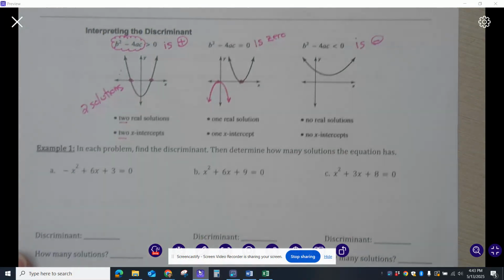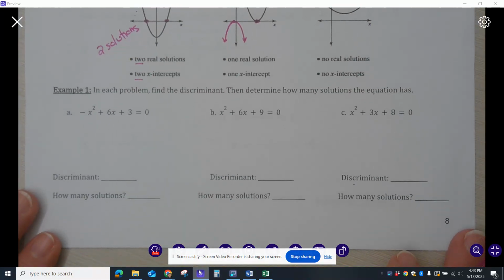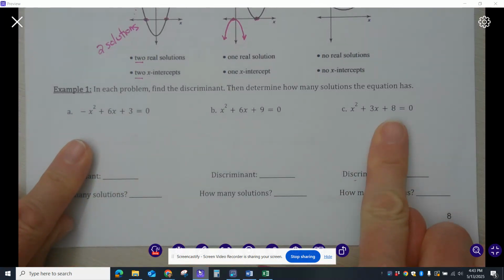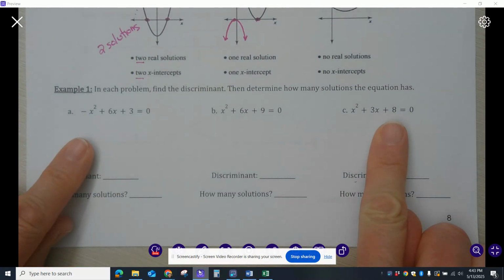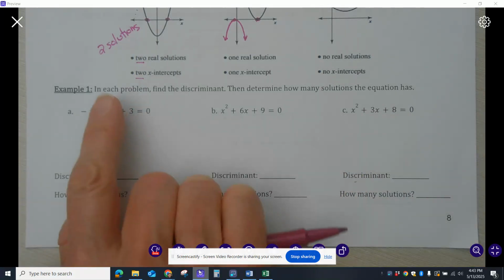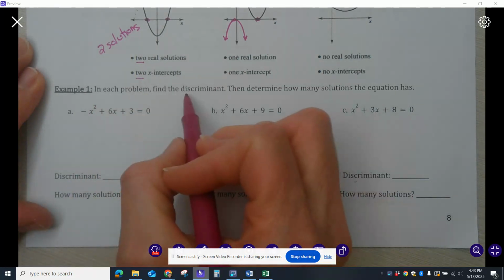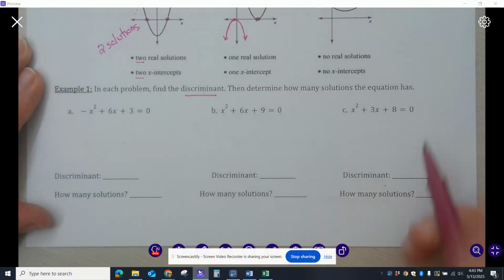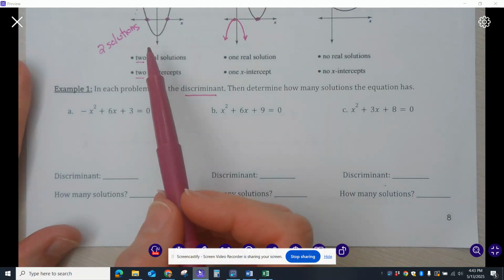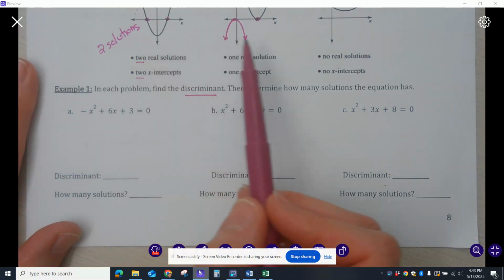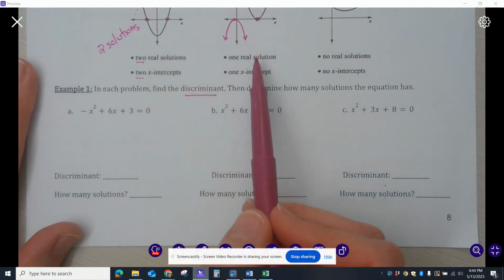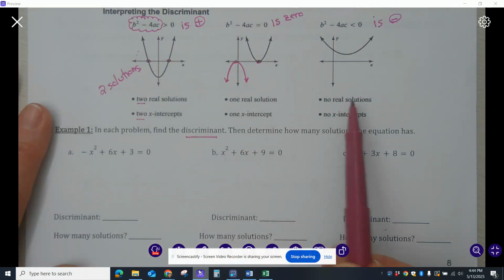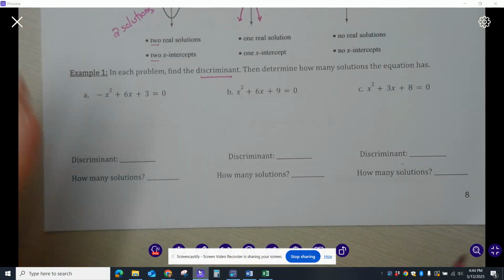So let's explore this with some quadratic equations. So these are quadratic equations that you're used to seeing from Chapter 8 and Chapter 9. We want to, in each problem, find the discriminant, then determine how many solutions the equation has. So if the discriminant is positive, we'll say 2 solutions. If the discriminant is 0, we will say 1 solution. If the discriminant is negative, we'll say no solutions.